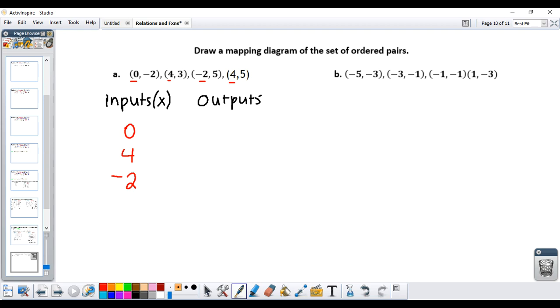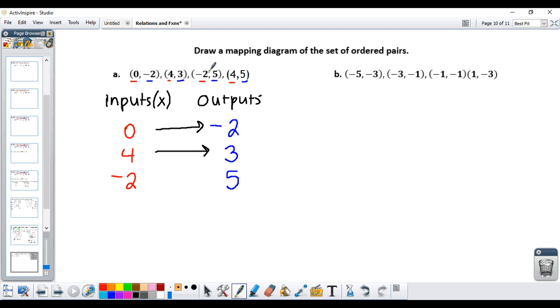Now, let's write the outputs. I have -2, 3, 5, and I don't need to write 5 a second time. So now we draw arrows that show what input values go with what output values. So if I look at this first ordered pair, I have 0, -2. So I draw an arrow from 0 to -2. I have 4 paired with a 3. So I draw an arrow from 4 to 3.